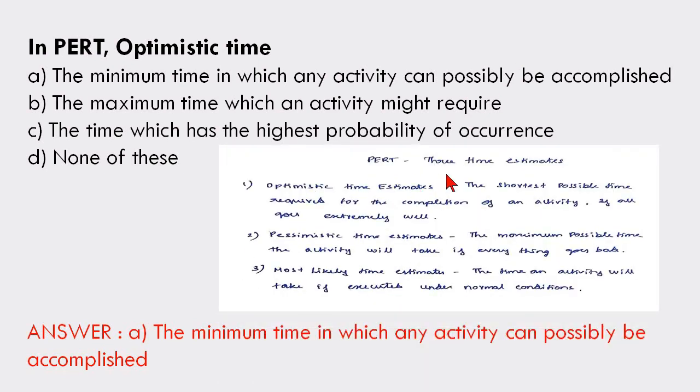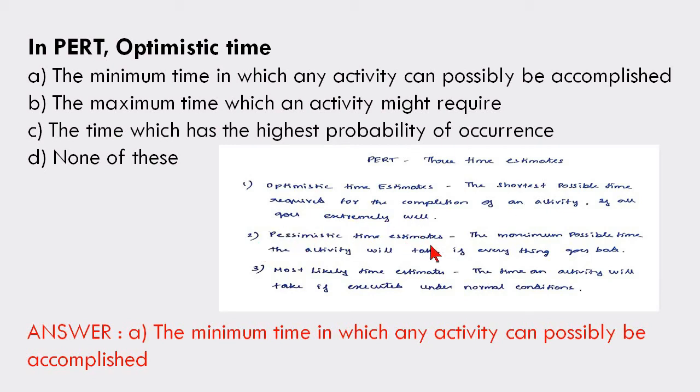Some tips are given here, that is PERT. Okay, so it consists of 3 time estimates. So first one is optimistic time estimate, that is the shortest possible time. Okay, so similarly our question is optimistic time, that means the minimum time or the shortest possible time required for the completion of a project if all goes extremely well.